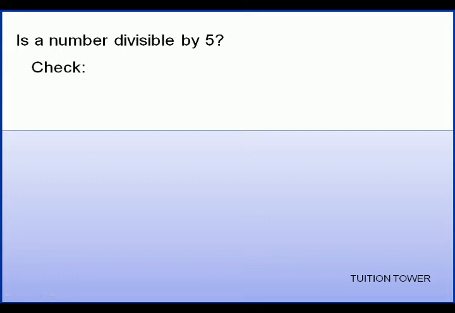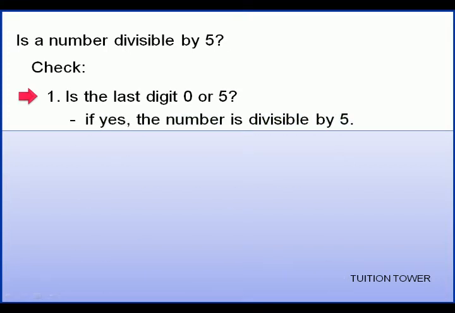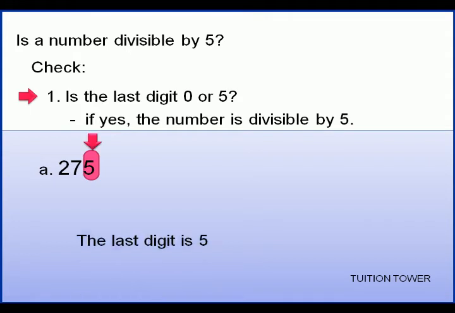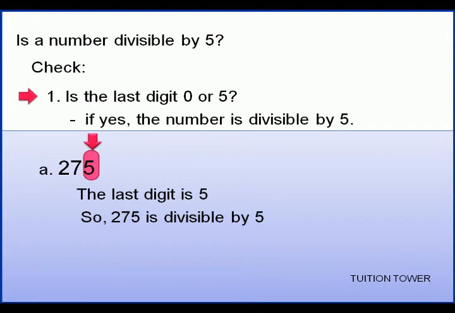How do we know if a number is divisible by 5? Take the check: is the last digit 0 or 5? If yes, the number is divisible by 5. Take an example, 275. The last digit is 5. So the number is divisible by 5. 275 is divisible by 5.